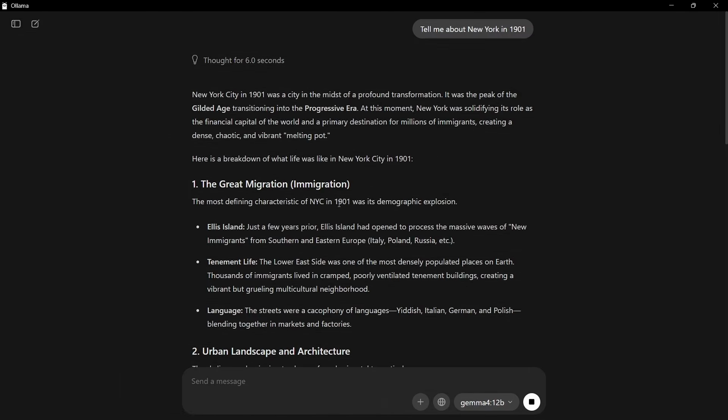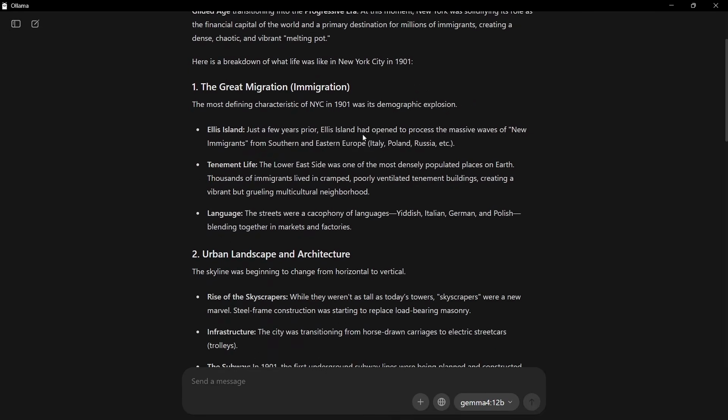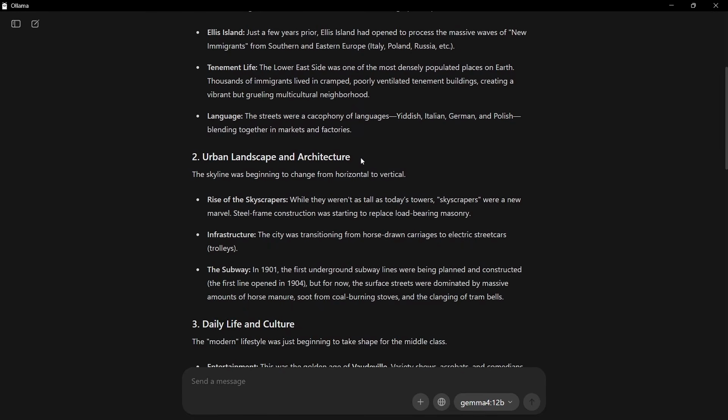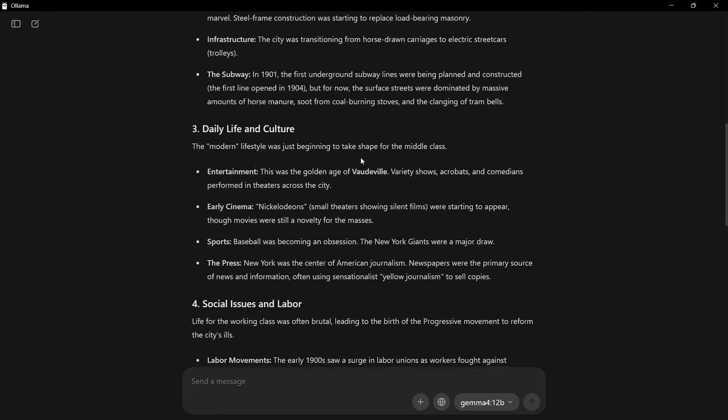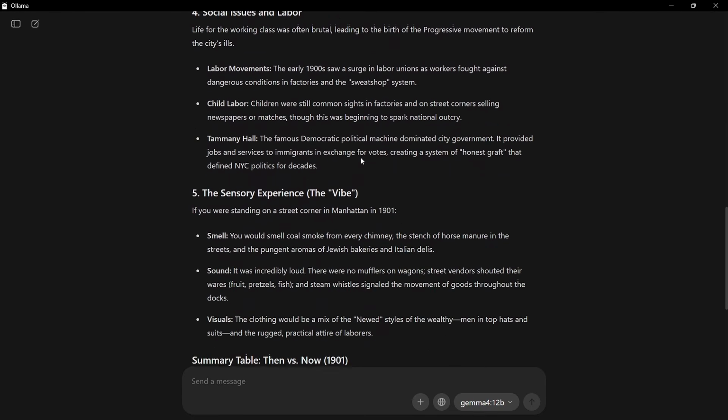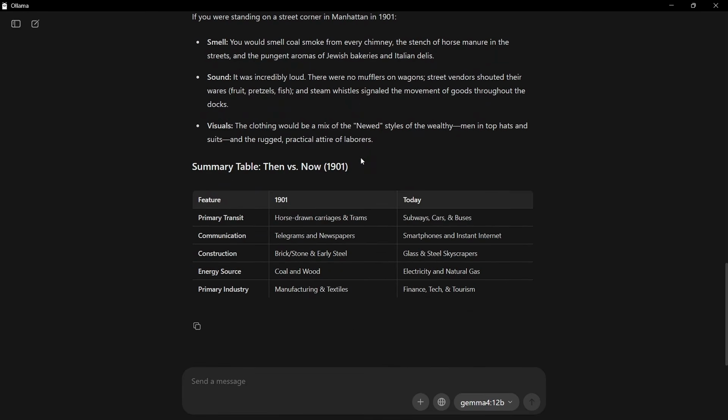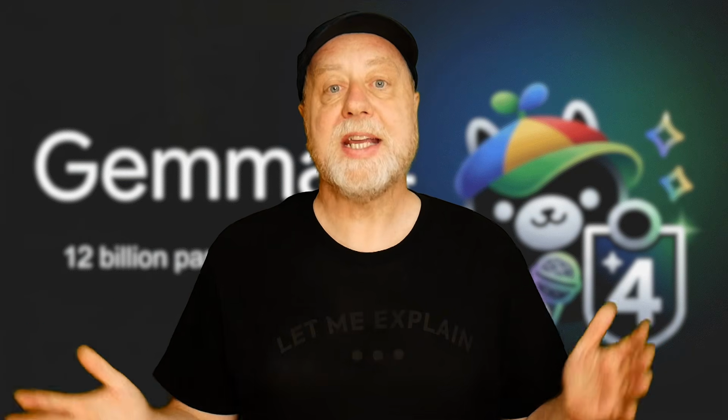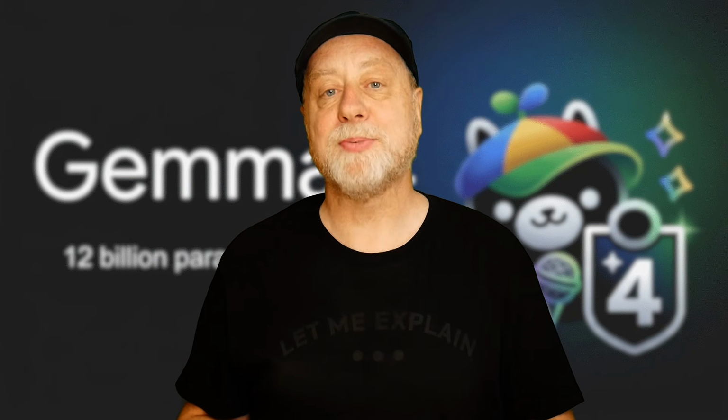Okay, so here's its answer. New York was a city in the midst of profound transformation. It's going about the Great Migration, the immigration into New York, talking about the landscape and the architecture, daily life, social issues. So that's a pretty nice little essay there. Again, no access to the internet, just what it knows. 12 billion parameters, a lot of knowledge in there. So there you go. Gemma 4, 12 billion parameters. You can even run it on a Raspberry Pi.